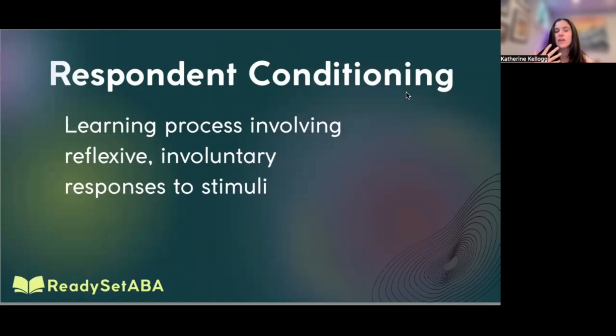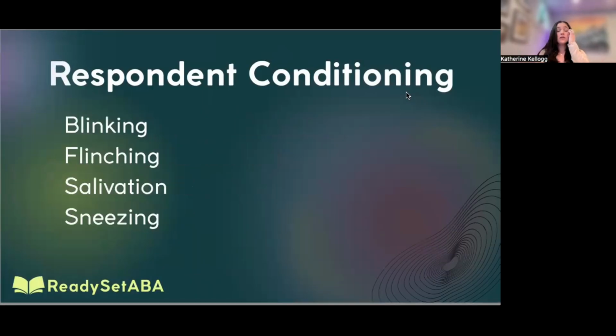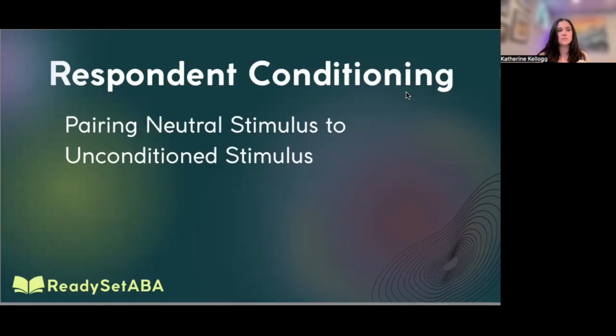So we start off thinking about what reflexes we elicit, and then what surroundings or environmental pairing stimuli might be involved and associated. Things like blinking, flinching, the Pavlov's dog example that we'll talk about with salivation, sneezing. Think about fear, anxiety, phobias, those types of things. When they're associated or paired with environmental stimuli around us, that is where respondent conditioning happens.